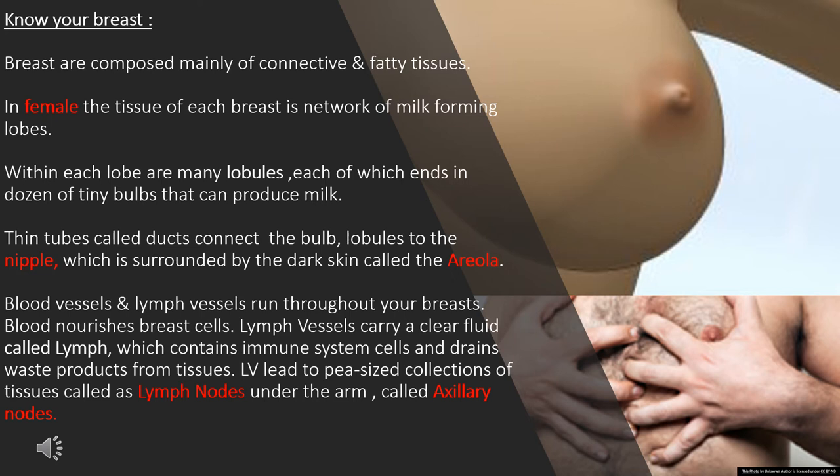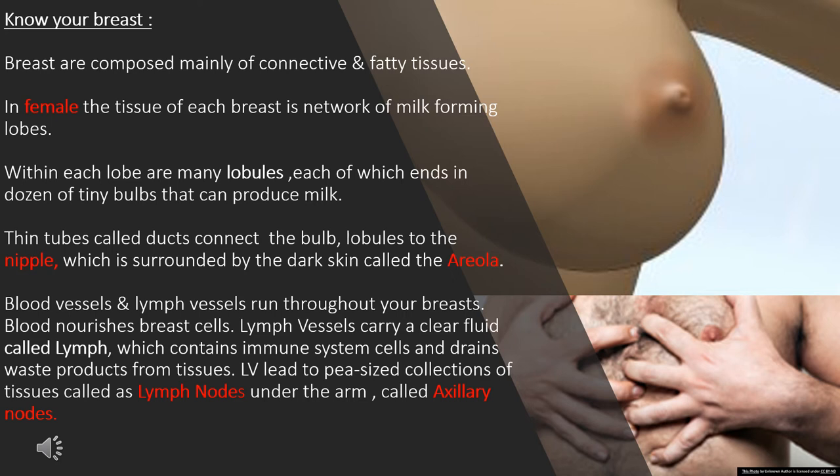which is surrounded by an area of dark skin called the areola. No muscles are in the breast themselves, but muscles covering your ribs lie under each breast. Blood vessels and lymph vessels run throughout your breast. Blood nourishes each breast cell.